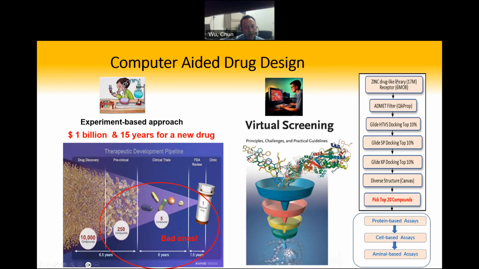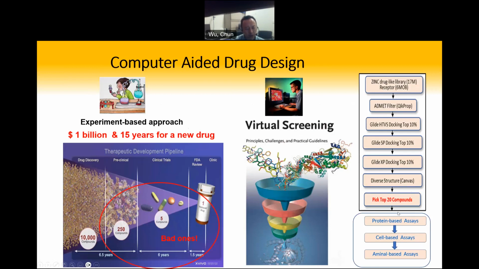We start with the structure of the drug target, and then the library with 70 million compounds. We first use drug properties to filter out some of the compounds with bad drug properties, using the Schrodinger QikProp. And then we do Glide docking to filter out the compounds that have a bad docking score. The remaining compounds will go through molecular scaffold clustering, using Canvas. And we pick the final 20 compounds, which are not shown here.